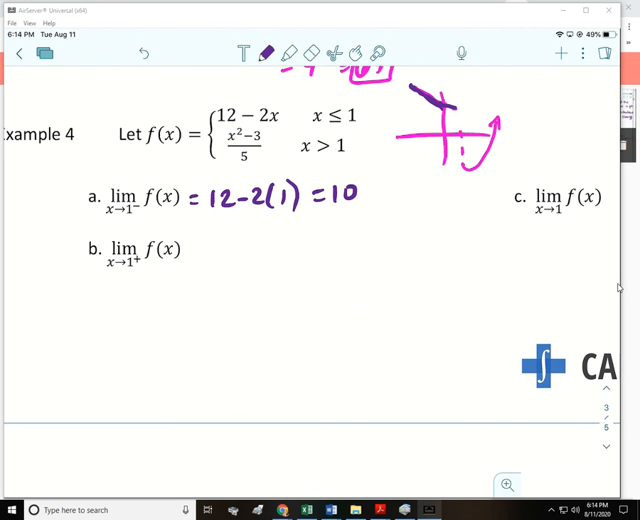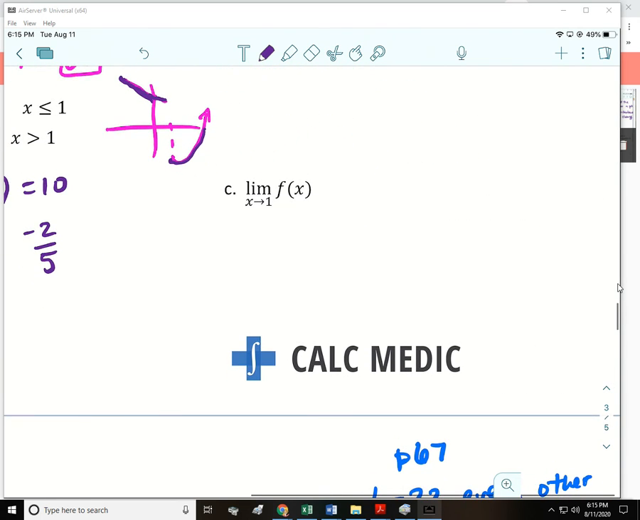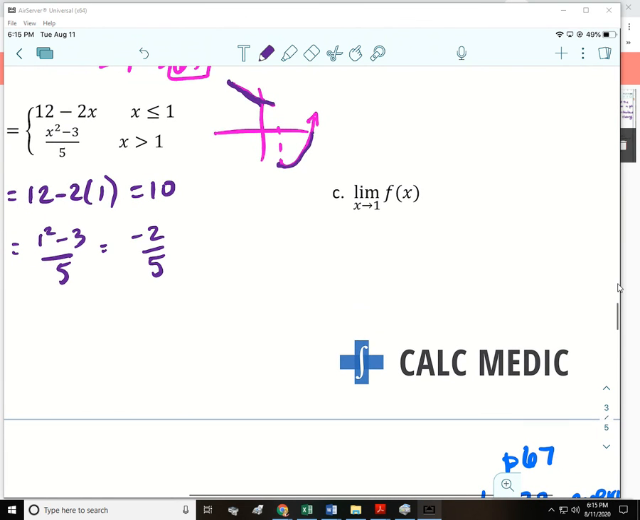All right, and then for the second one, we want to come towards 1 from the right side, so we're using the second piece when we're coming from the right. So we'll just plug 1 in, and we get negative 2/5. All right, and C is asking us to find the limit as x approaches 1 from both sides, and you can tell that they don't touch each other. This top one is up at 10, and this bottom one's supposed to be down at negative 2/5.